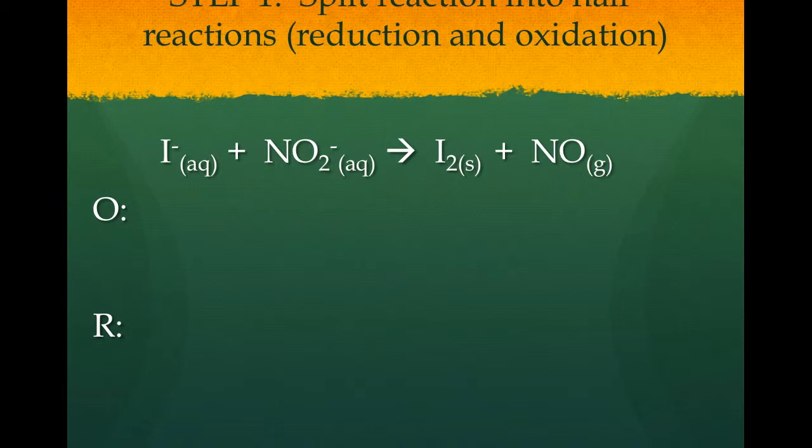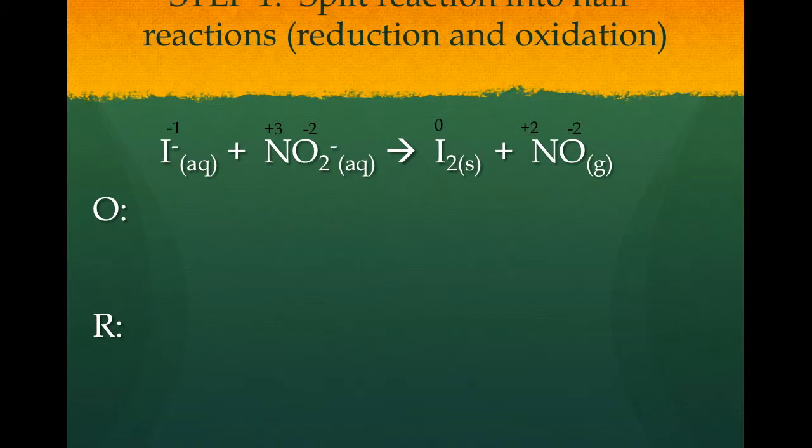Hopefully you guys whispered that you need to assign oxidation states. So iodide with a -1 charge would have a -1 oxidation state. In nitrite, we always know that oxygen is a -2. That gives us a -4, which means our nitrogen must be a +3, so that when we add these up, we get a -1. Iodine in its elemental state is 0. And then again, we know the oxygen is -2, which means this nitrogen must be a +2.